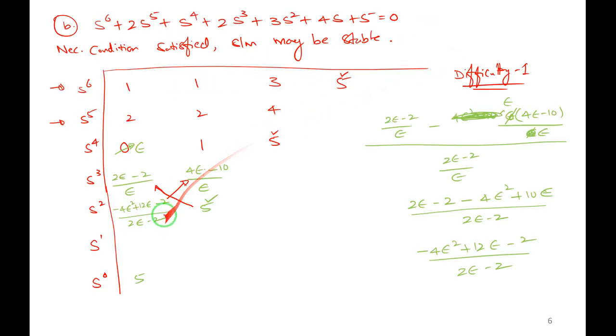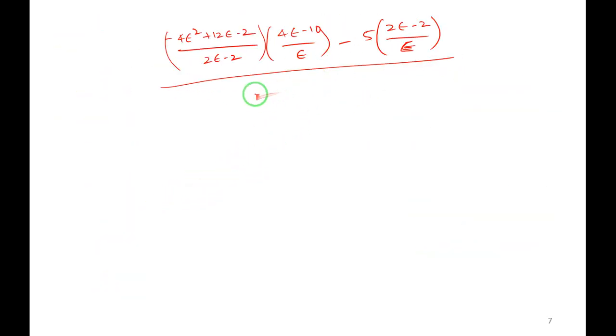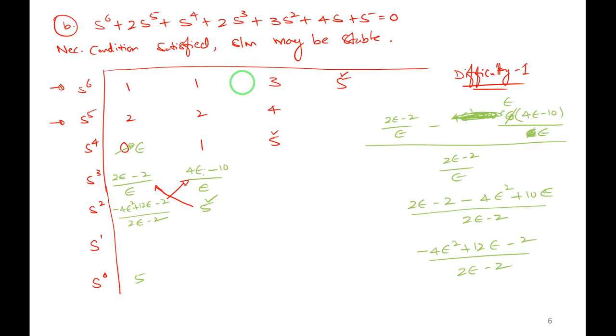Entire thing divided by this quantity, minus 4 epsilon square plus 12 epsilon minus 2 divided by 2 epsilon minus 2. In this case it would have been better to go for the second method, but let it be, no problem. But we should be very careful while calculating, or else there is a greater chance that we will go wrong. So be careful. This is fine, this is also fine.